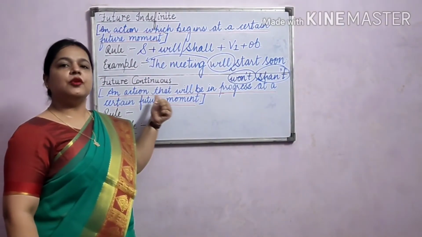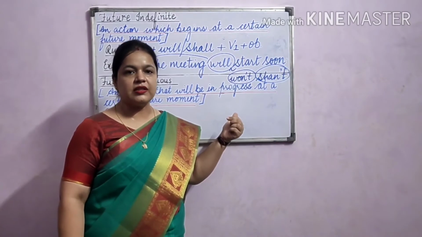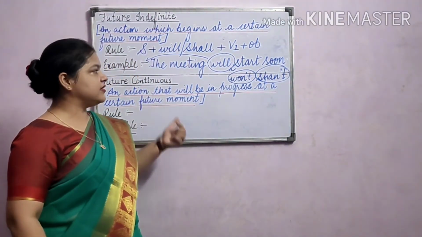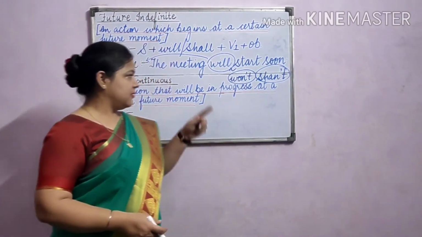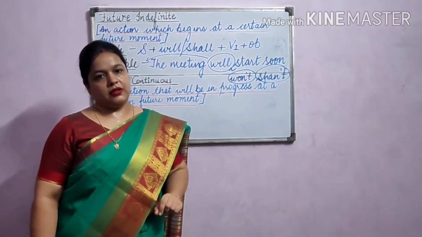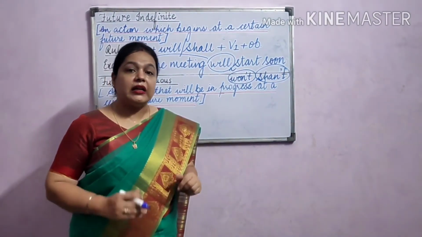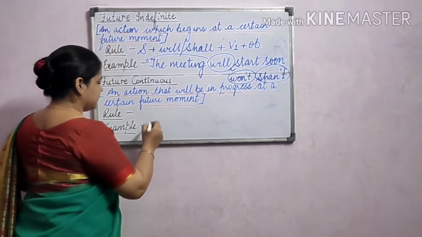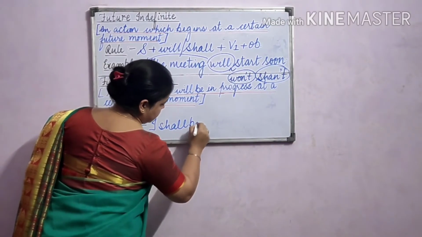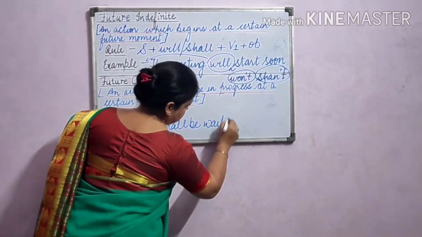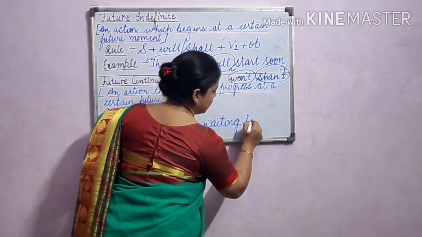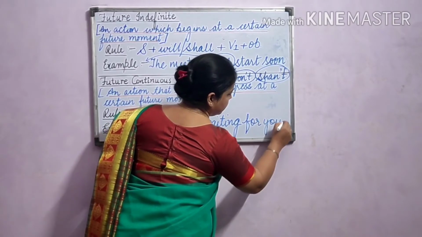Now, let's begin future continuous tense. Continuous tense, as you know, shows continuity. It denotes such actions that will be in progress. This is something you need to remember: at a certain future moment. Okay, let's take another example this time. And the example is, I shall be waiting for you.